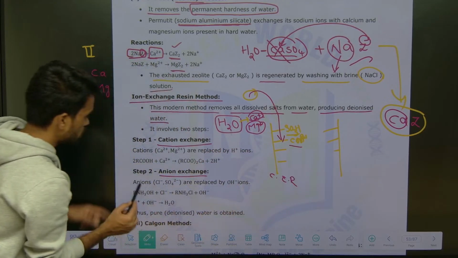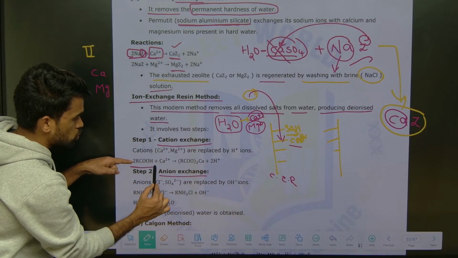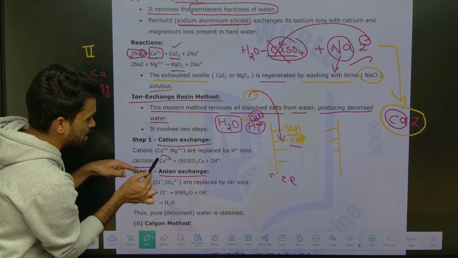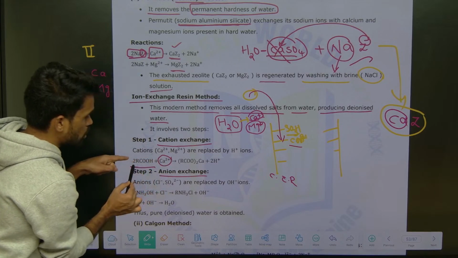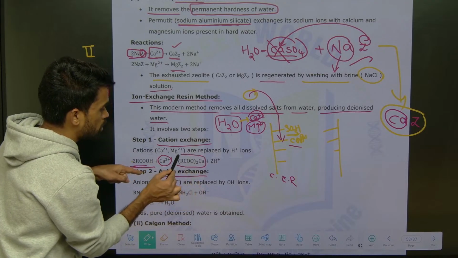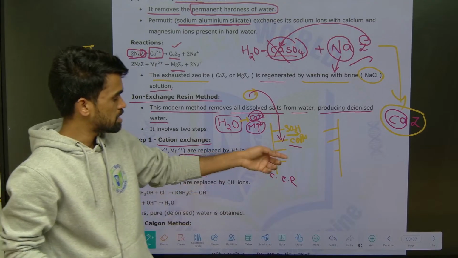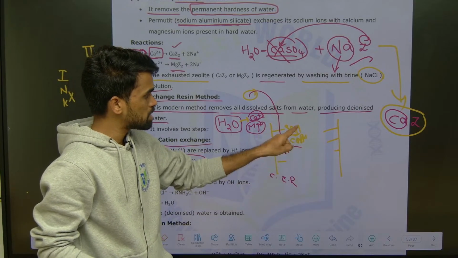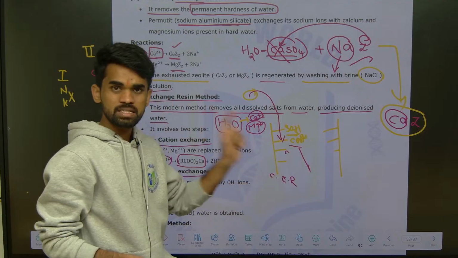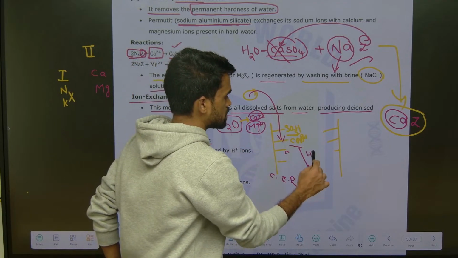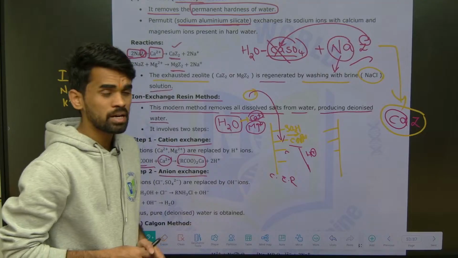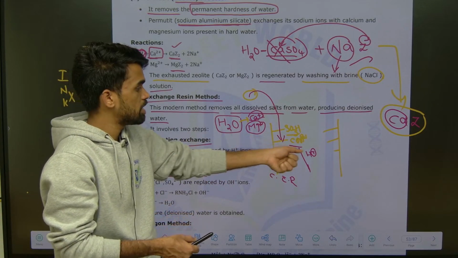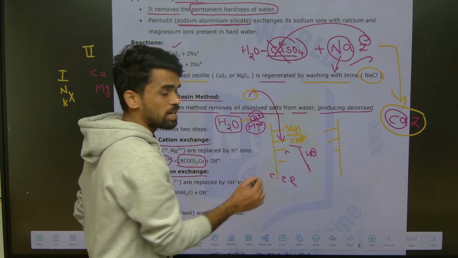Now what will they do? For example, if a carboxylic acid group is there, it will release an H plus ion and bind this calcium ion to the carboxylate ion. See, now they are forming a salt. It means this resin will hold the calcium ions and magnesium ions and release H plus ions from these acids. So all the cations are caught by this cation exchange resin, and they release H plus ions. Now I can say the water is acidic water.